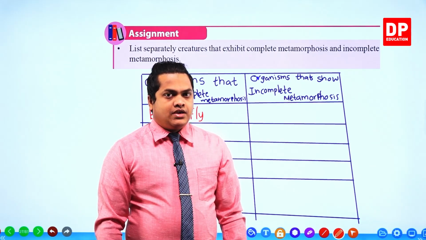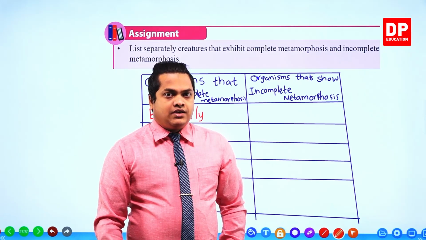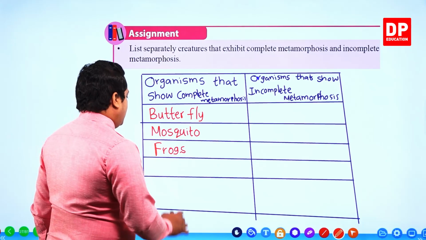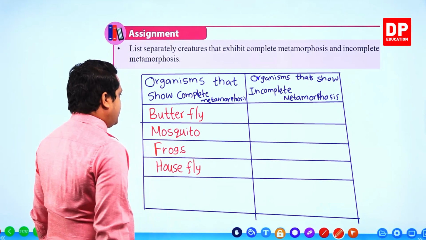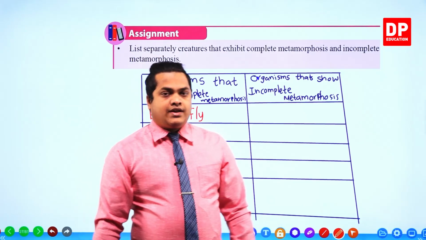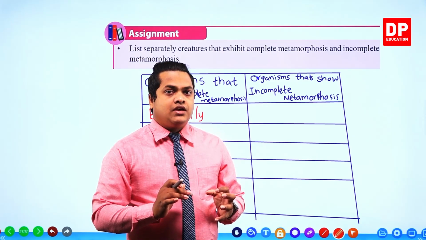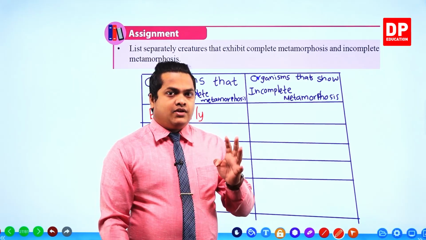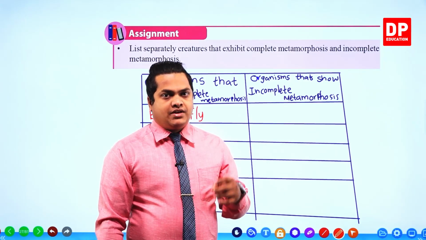Remember it. We'll be discussing the life cycle of the frog in detail within this lesson, but up to now, remember, the frog is an organism that shows complete metamorphosis, right? Then housefly. The housefly also has similar life cycle stages to the mosquito and butterfly. These creatures also have 4 different stages in their life cycle, and they show complete metamorphosis.